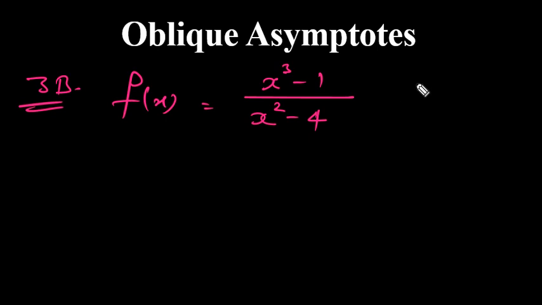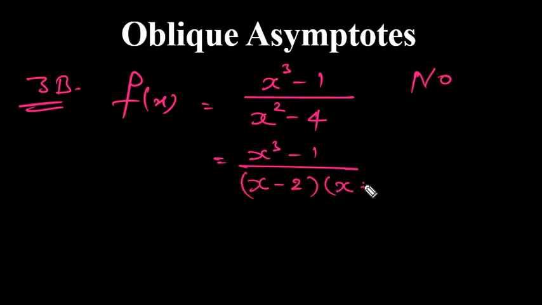Is there any horizontal asymptote? No. For the vertical asymptote, you need to factor. So that will give you x power 3 minus 1. A square minus b square gives a minus b multiplied by a plus b. So the vertical asymptotes are x equals 2 and x equals minus 2. These are your vertical asymptotes.